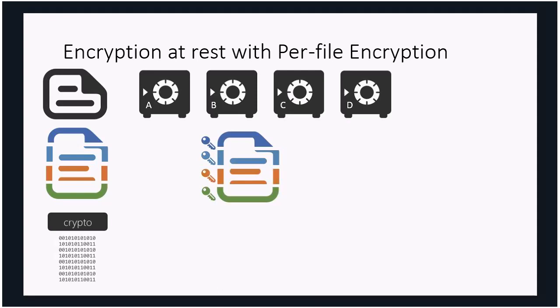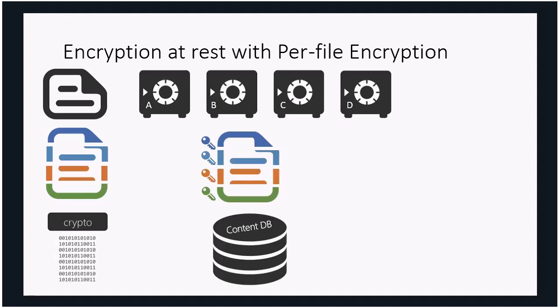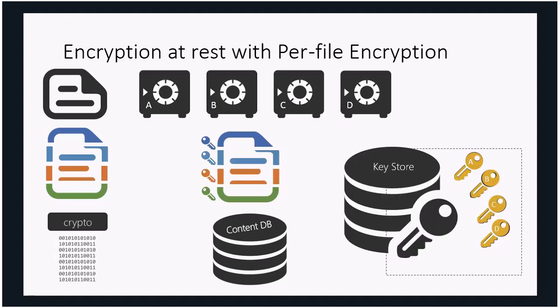So what that means is one file is stored into a content database in an encrypted format, but in such a way that you would need potentially multiple keys to unencrypt that file. Now, those keys are stored in another location called the key store and retrieved as required to reconstitute the file when it's required. So you don't see any of this happening in the background. None of your end users see any of this happening in the background.